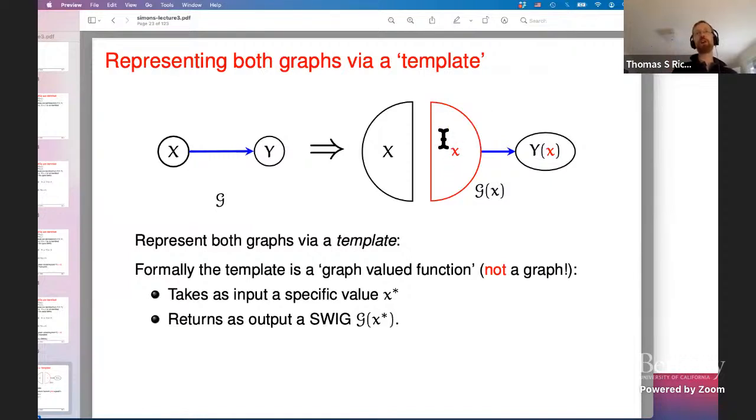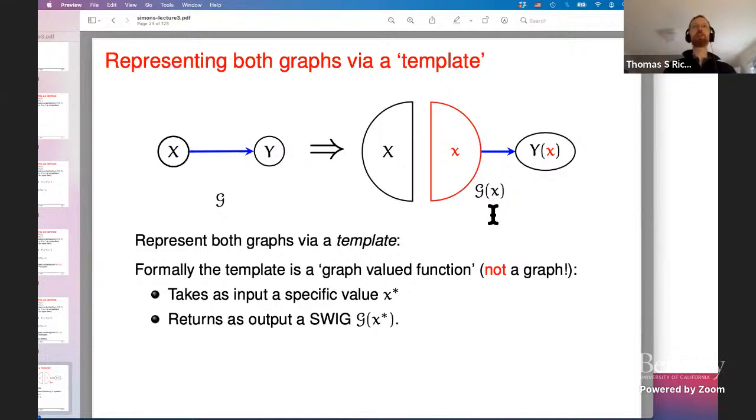Okay, so back to the question that was raised in the chat, which is about the nature of this fixed node. Obviously, I'm not really proposing that if X takes 1,000 values, you should construct 1,000 different graphs. You can certainly represent all of them using this template. But the key thing is when we look at this template, I want you to think about this as a sort of graph valued function rather than a graph.